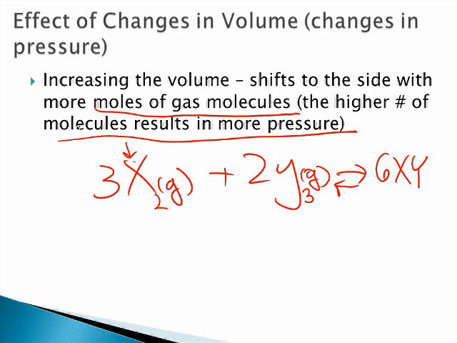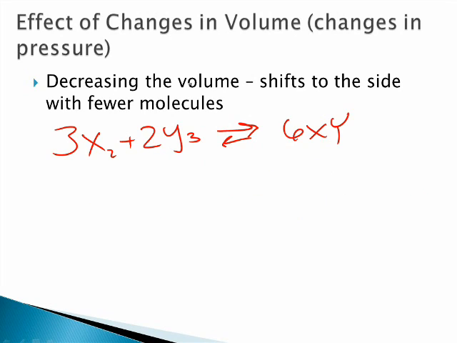If there's more gas molecules, it'll exert more pressure. So the shift will be more to the left. What if we decrease the volume, which means we increase the pressure? That will shift to the side with fewer molecules. That means it's going to shift to the right. This has fewer molecules. That means it will exert less pressure. So we're trying to get back to normal.